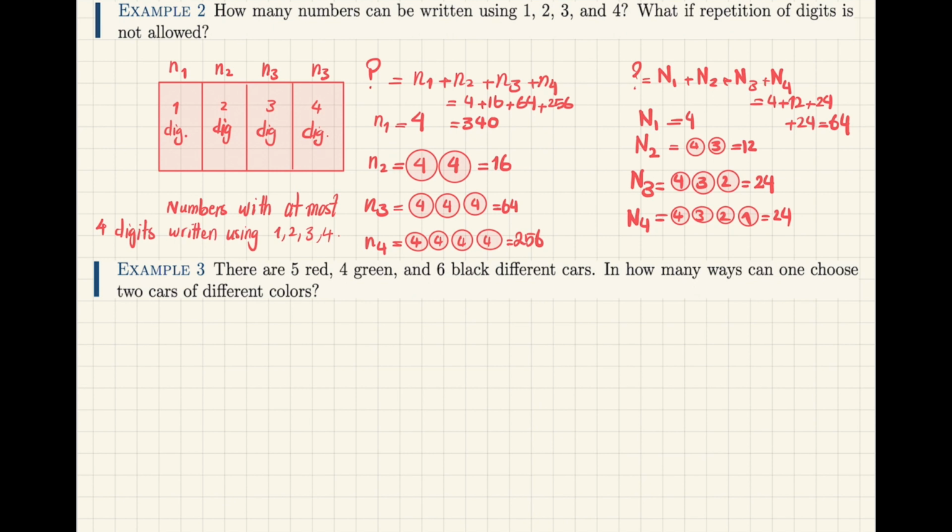So example number 3. There are 5 red, 4 green, and 6 black different cards. All of them are different, so even the red ones are different from one another. In how many ways can one choose 2 cards of different colors? Okay, so how should I do that? Any ideas? The question is very, very simple, but I hope that you are not confused. You don't need to give me the answer, just give me how do you think about the problem.